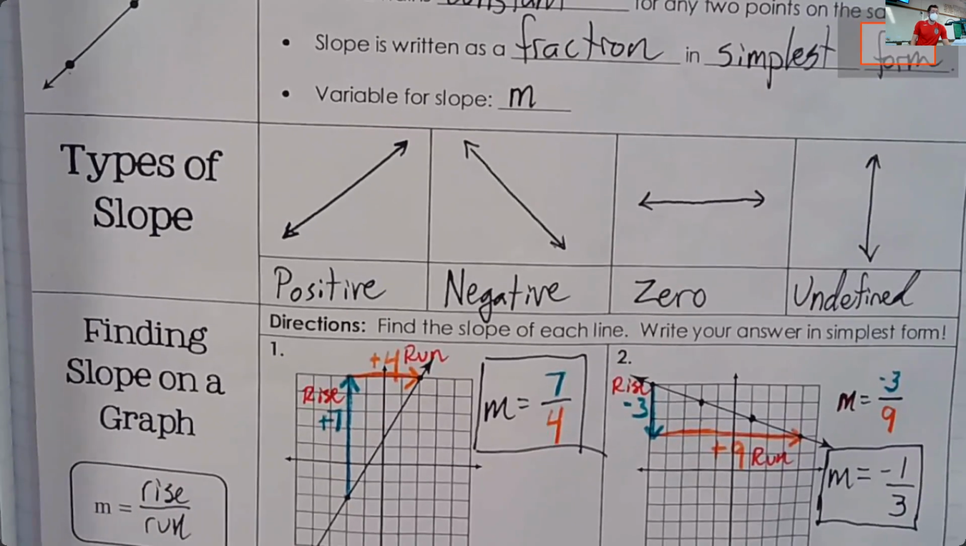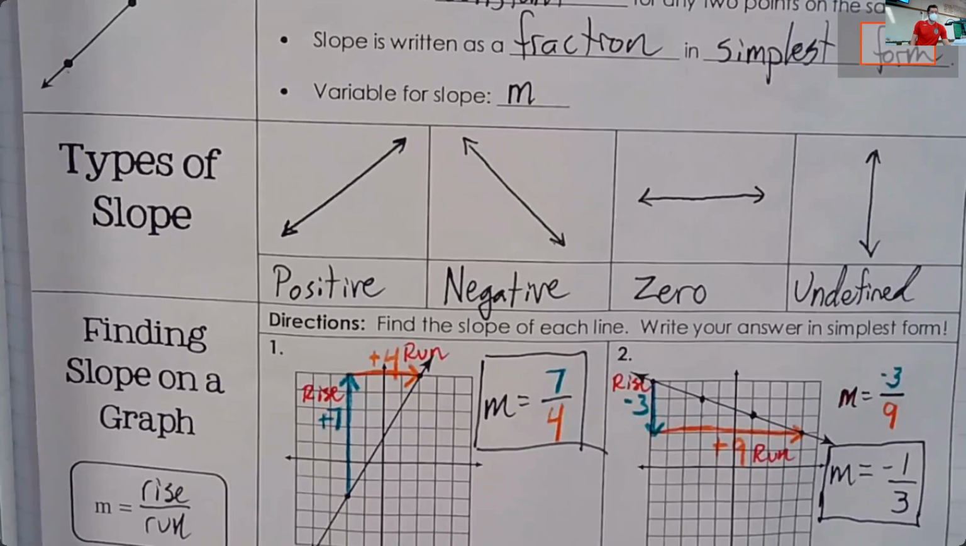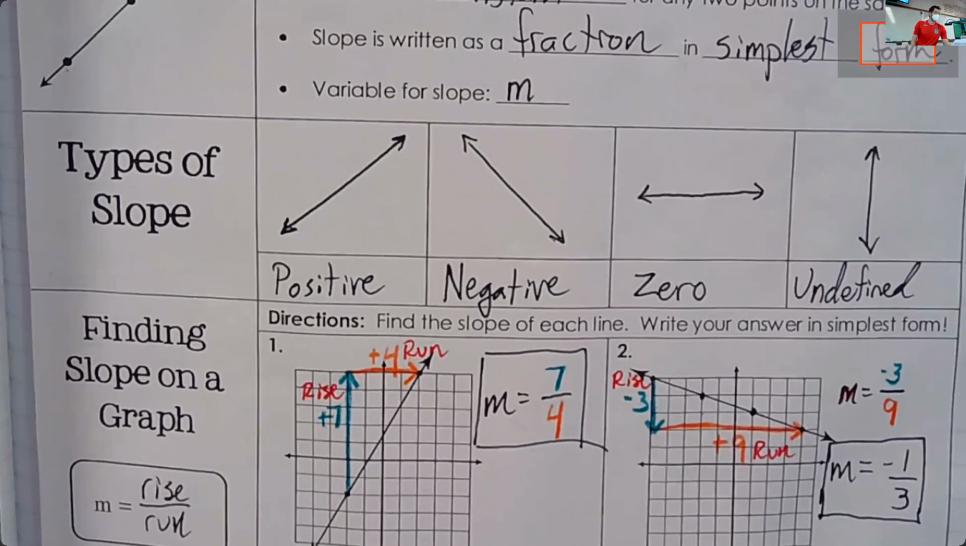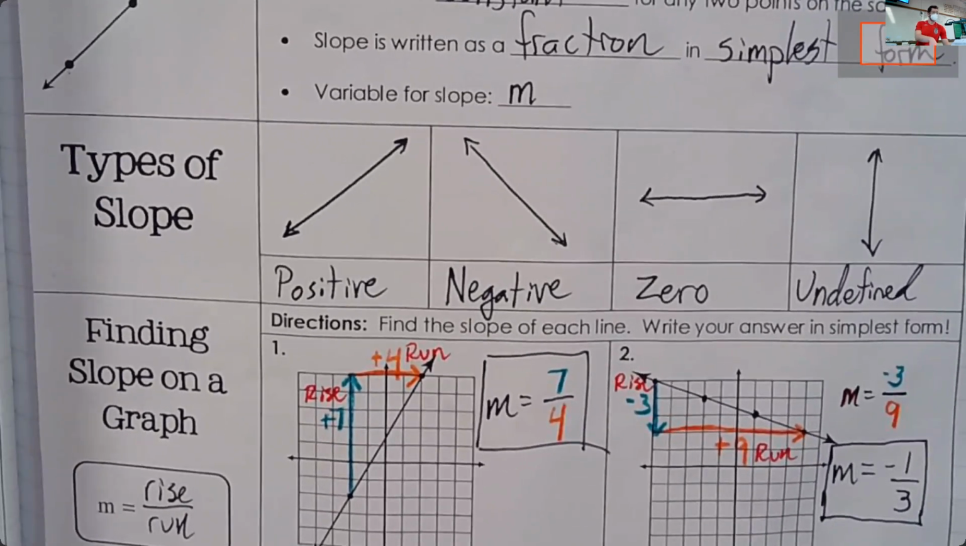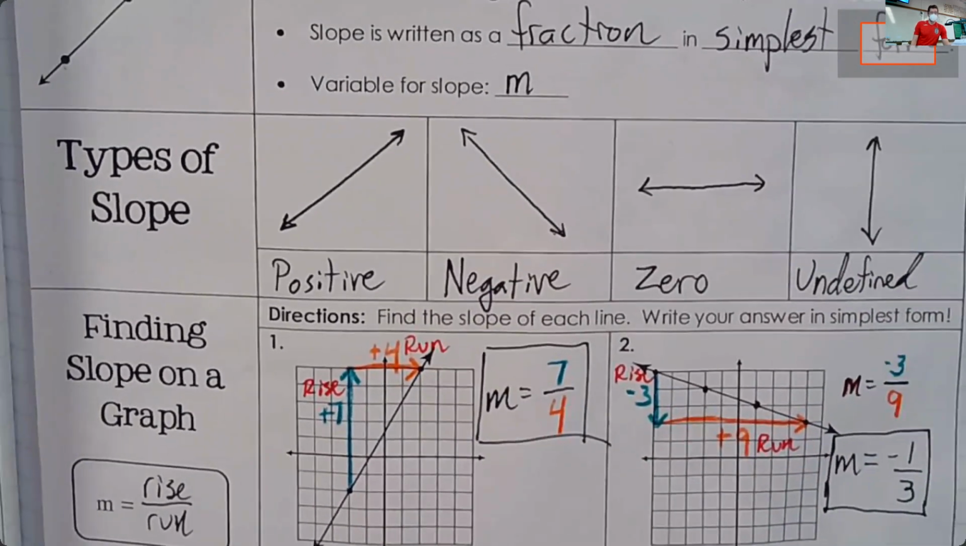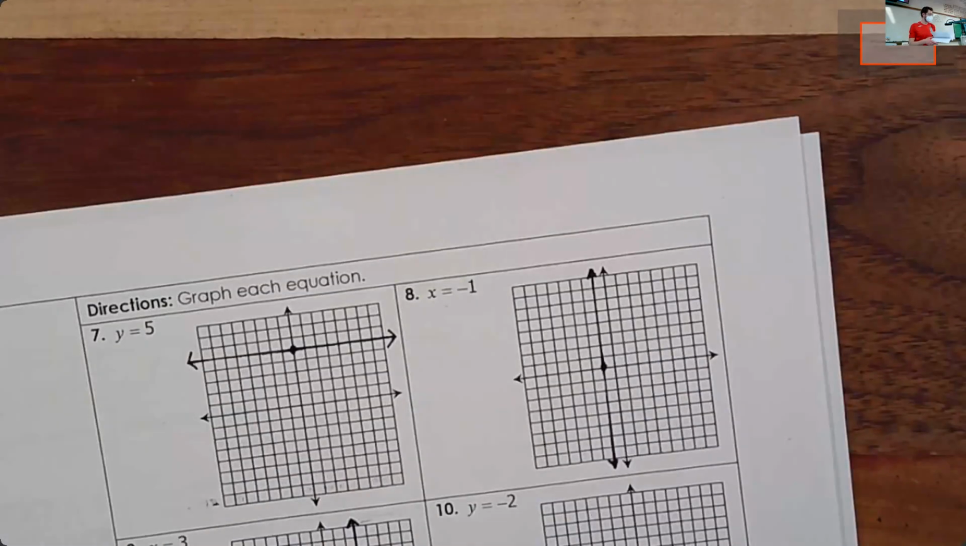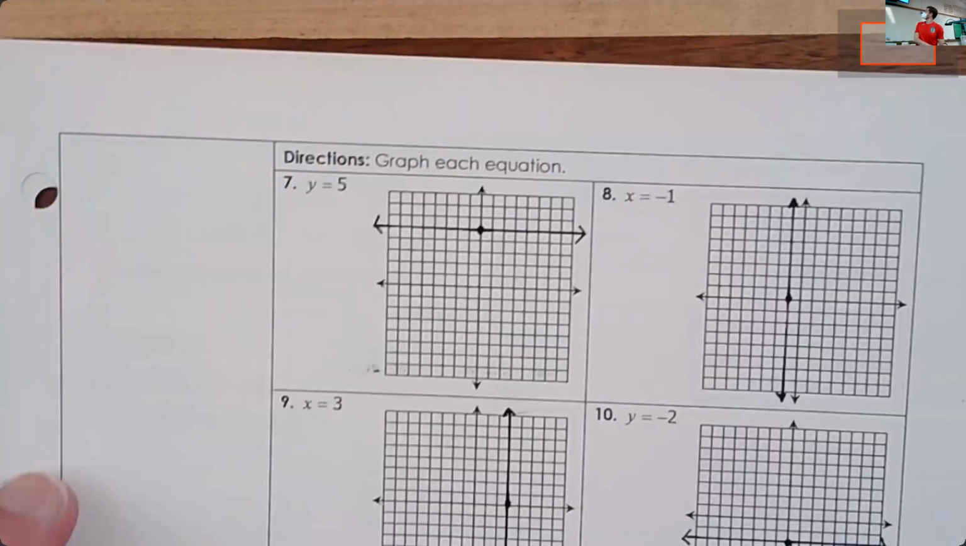Yeah, I like that. The horizontal and 0, I like that a lot, which really only leaves room for vertical being undefined. So horizontal, 0, those ones go together, which means that vertical and undefined have to go together as well. So number 7 would have a slope of 0.